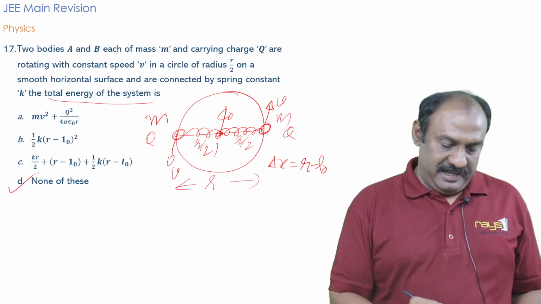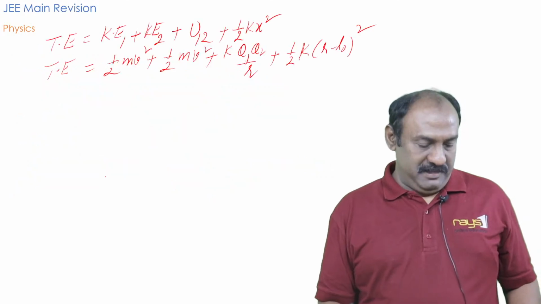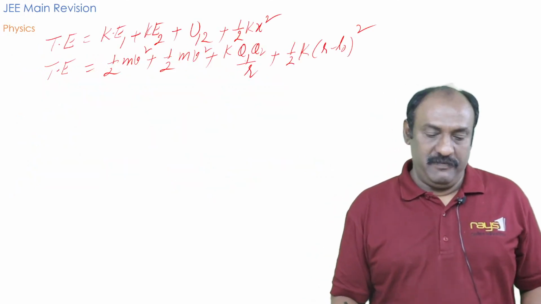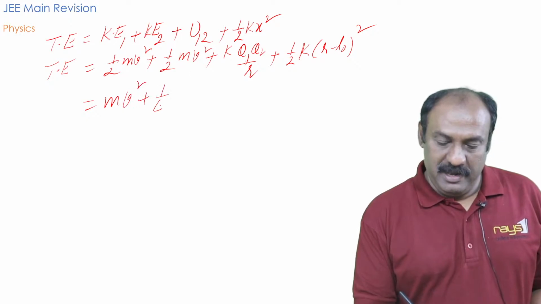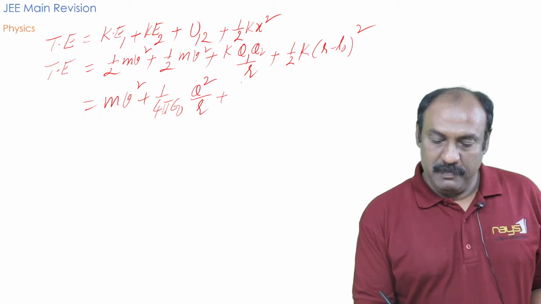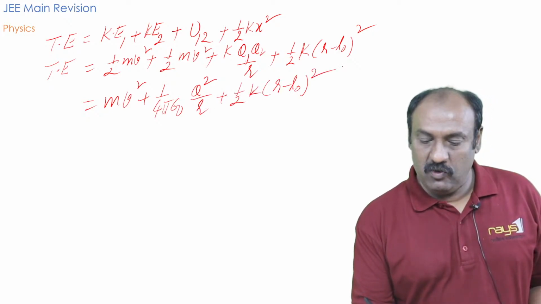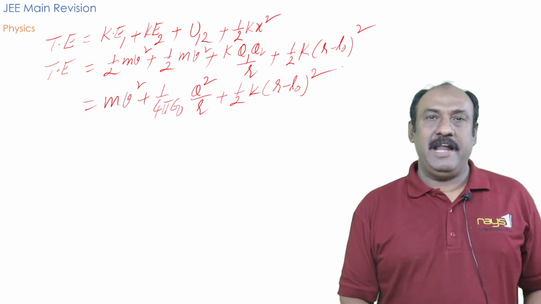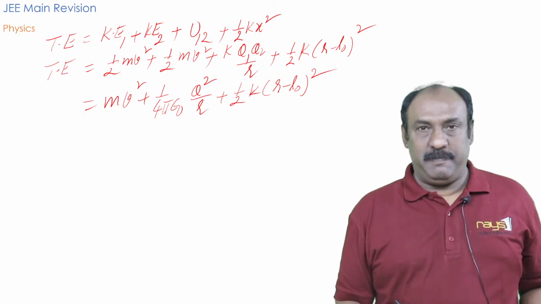So the answer is D, none of the above. None of the above is the answer for question number 17. The correct answer is half mv square plus k, which is 1 by 4 pi epsilon naught into q square by r plus half into k into r minus L naught whole square, where L naught is the natural length of the spring.